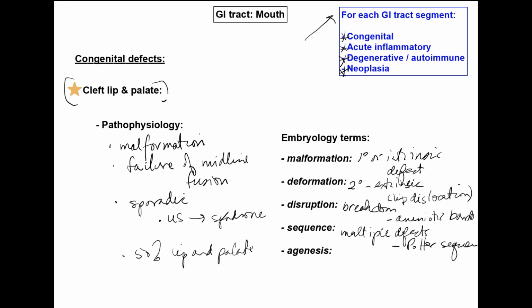Agenesis refers to the failure of an organ to form. A good example of this would be in 22q11 deletion syndrome, in which there is aplasia of the parathyroid glands.